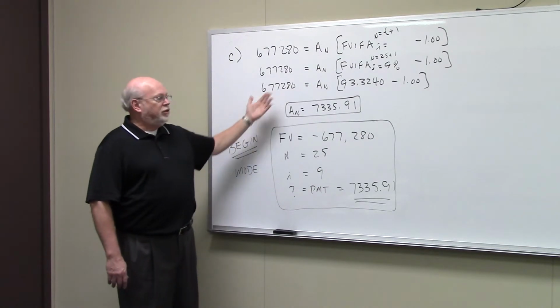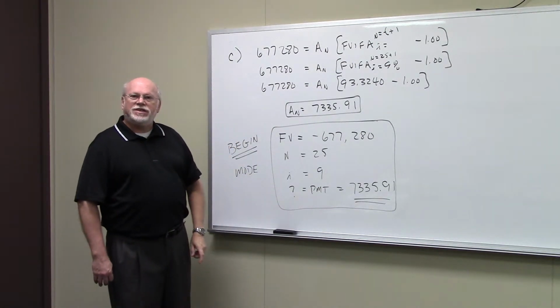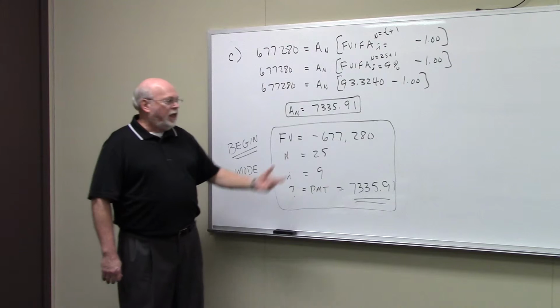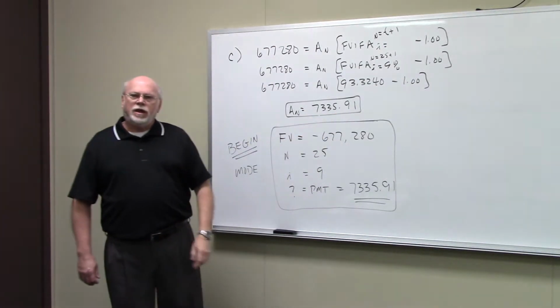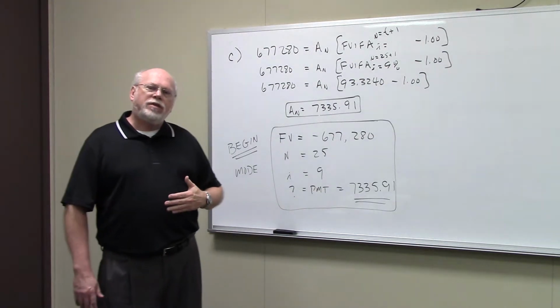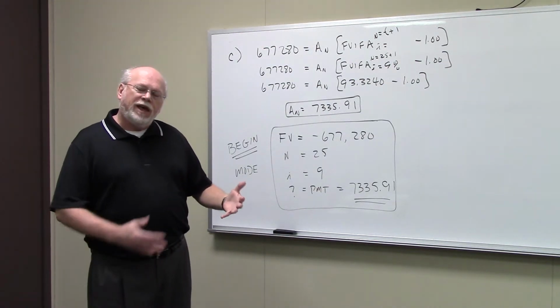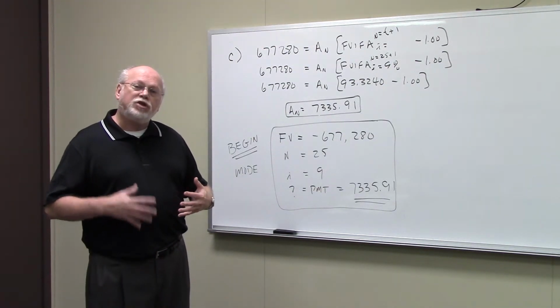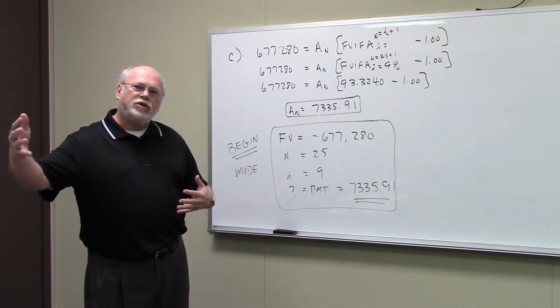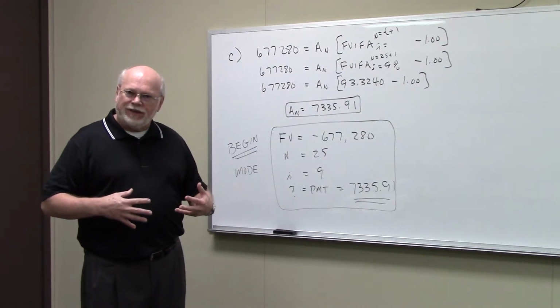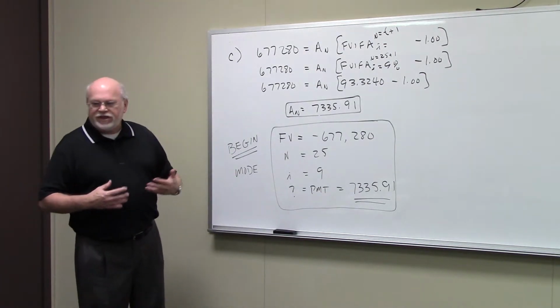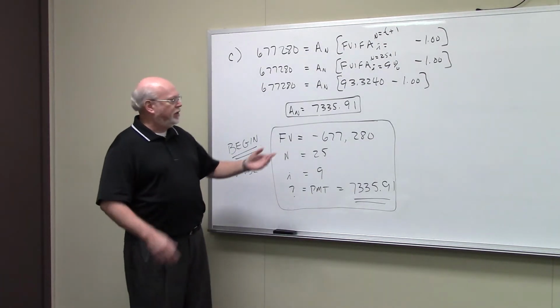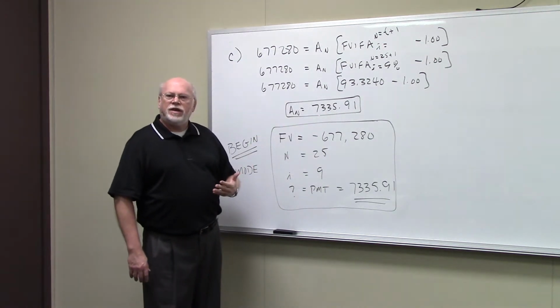Divide that into the big dollar amount, $677,280, and you get $73.3591. So you'll note when you compare this to the B part of the problem, if you save as an annuity due, because your money earns more interest, you have to save less. So instead of saving something like $79.96 every year, you only have to save $73.35 every year.